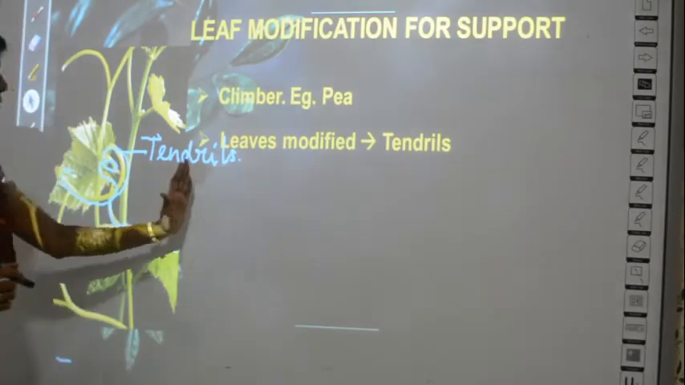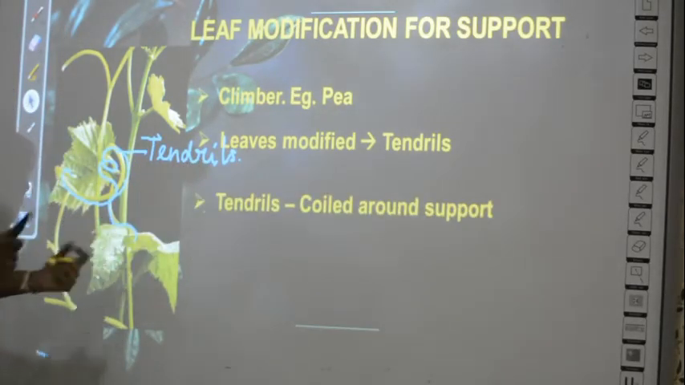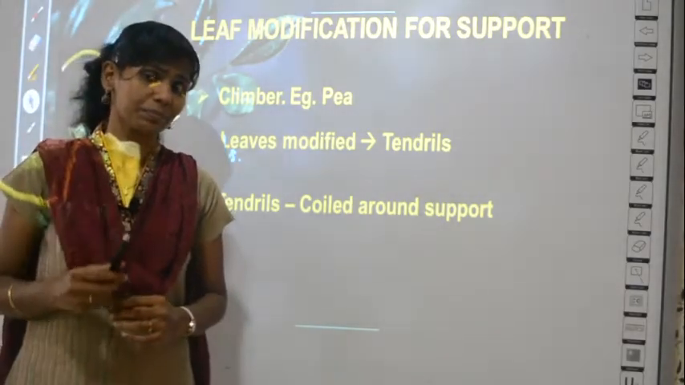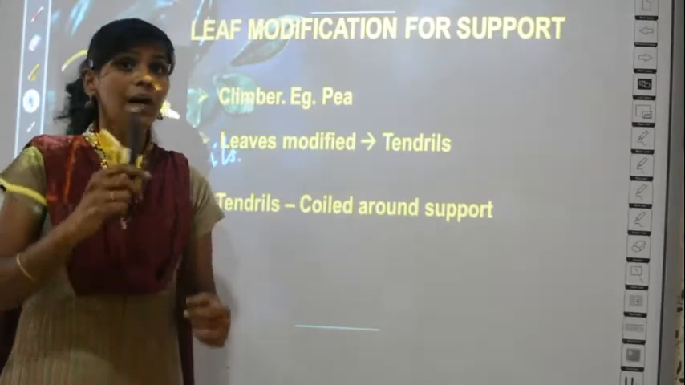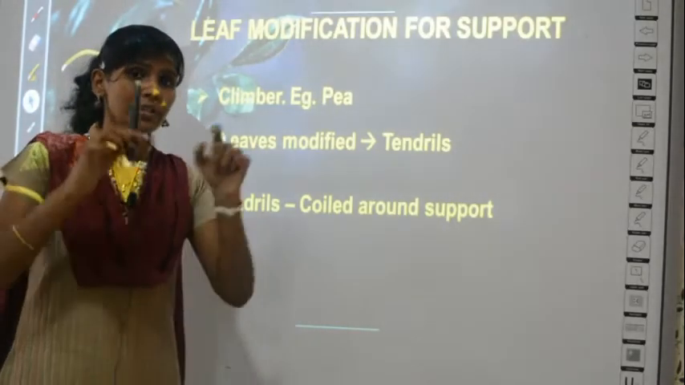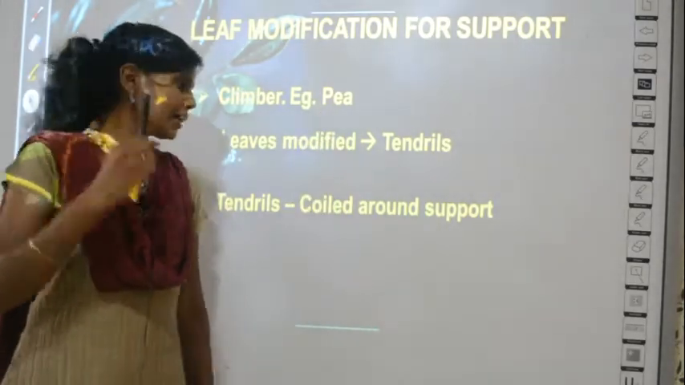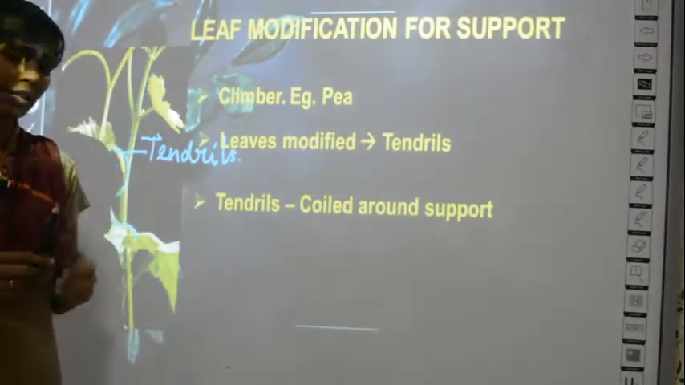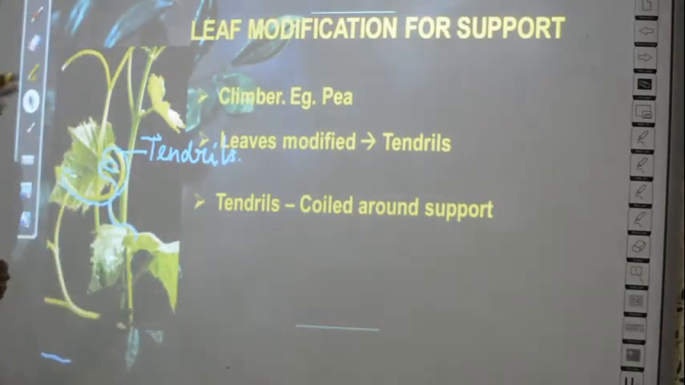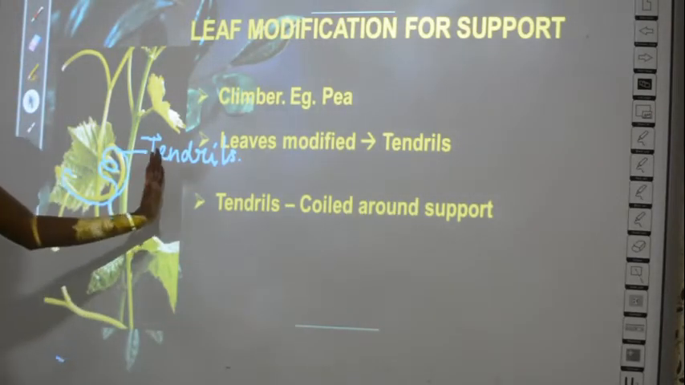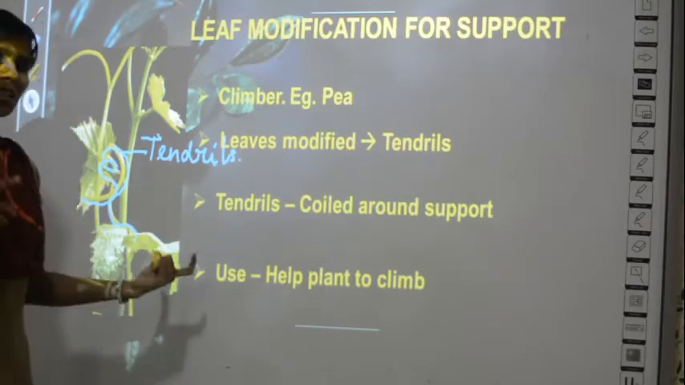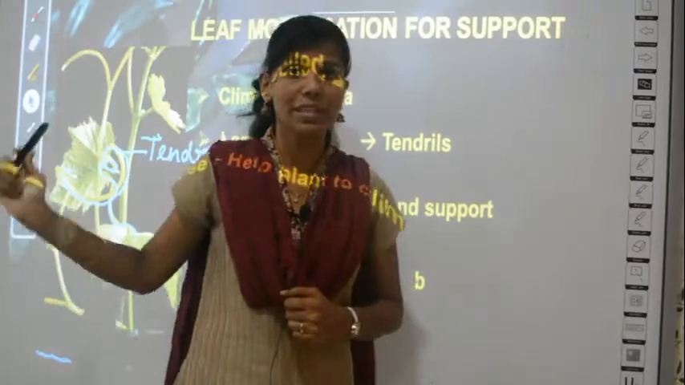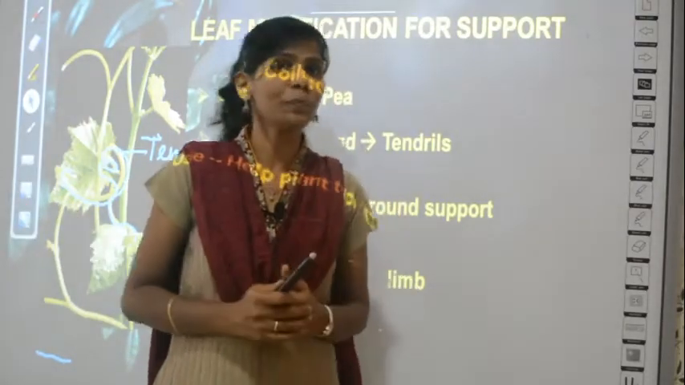So can you describe the tendril? They are coiled, right? You must have seen many climbers, even the bitter gourd plant. When you give some stick or a support, it will climb up. So they are coiled around the support. It needs a support, otherwise it will just be lying on the floor. If you give a stick, it can coil nicely and grow up. And then what is the use? It will help the plant to climb up. So the use of tendrils is that they help the plant to climb up.